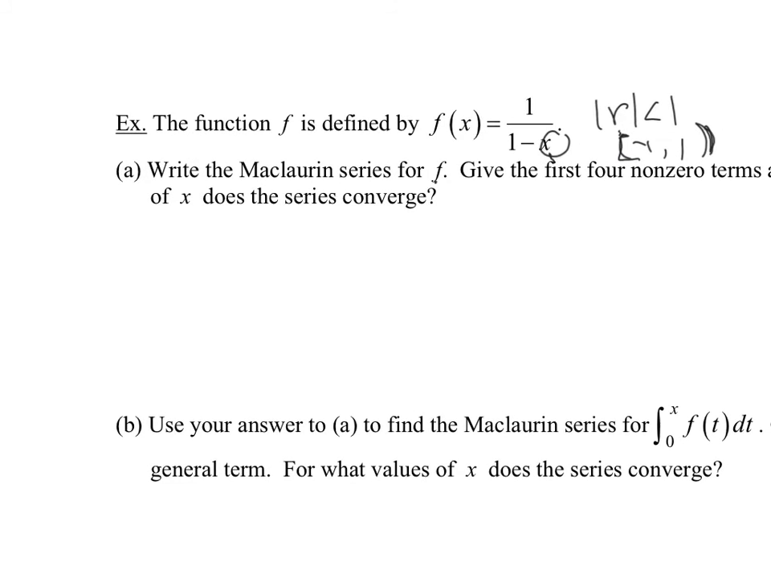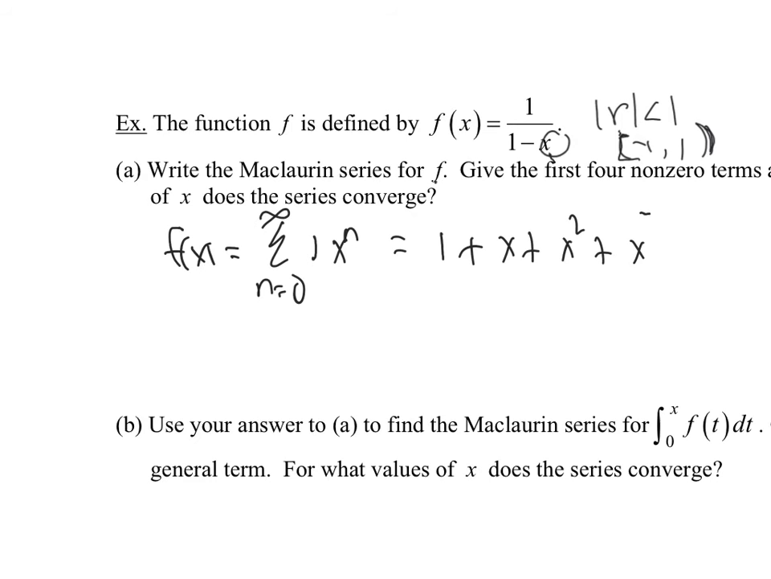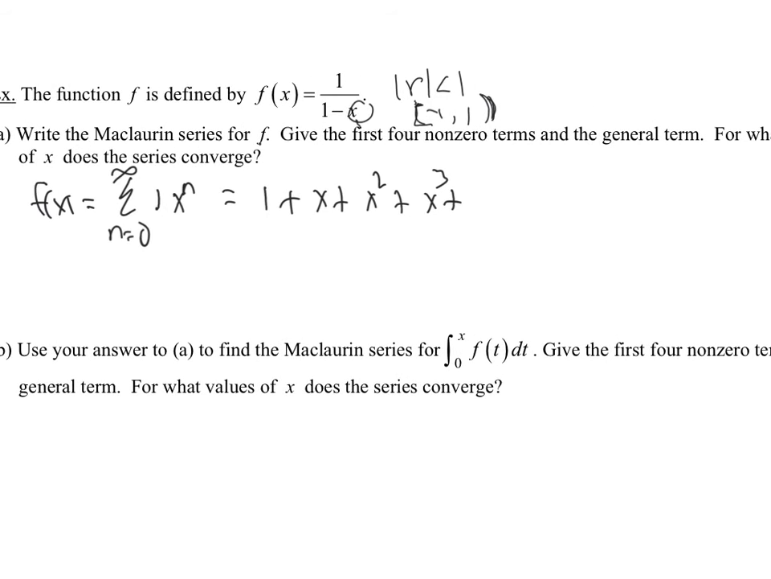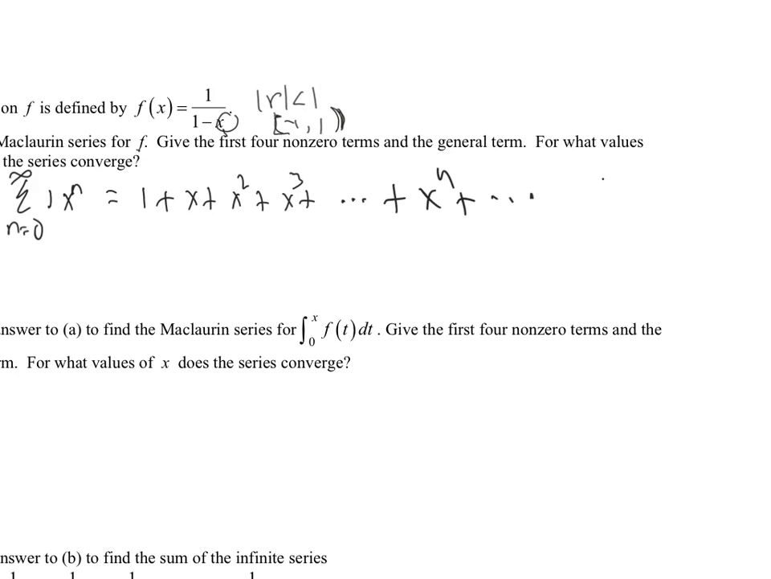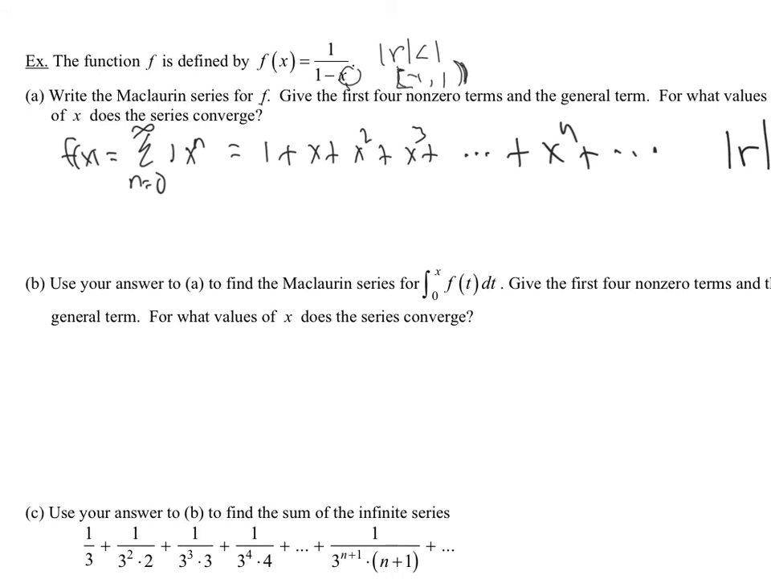So f of x is the summation n is 0 to infinity, first term is a 1 times the r, x to the n. As I recall, remember this one? It was 1 plus x, when n is 2, x squared, n is 3, x to the 3, plus the general term, x to the n. And we know that absolute value of r has to be less than 1.